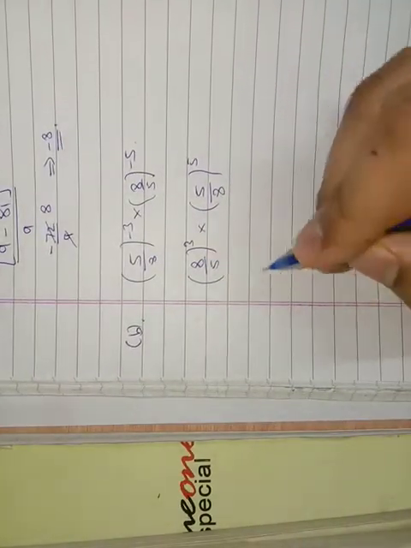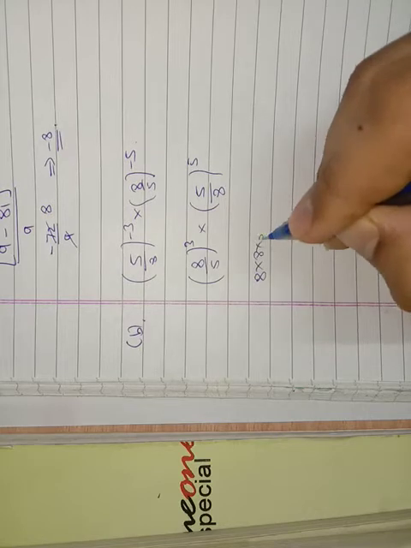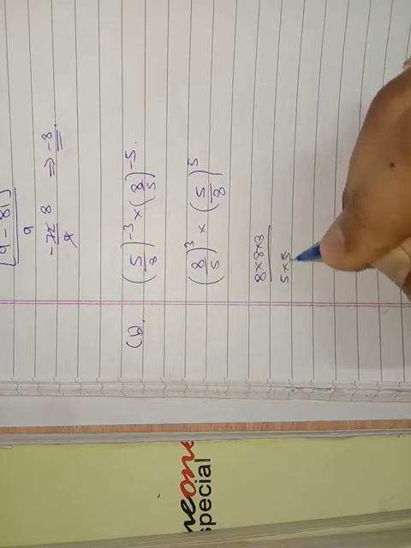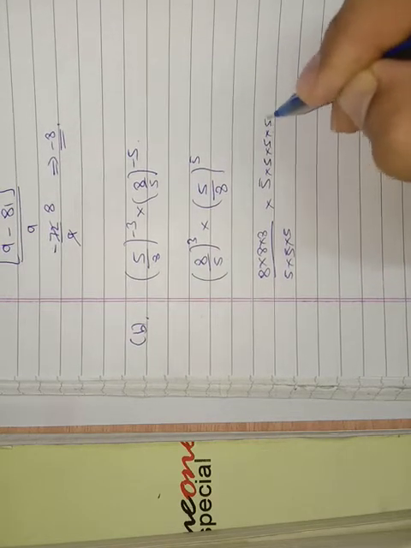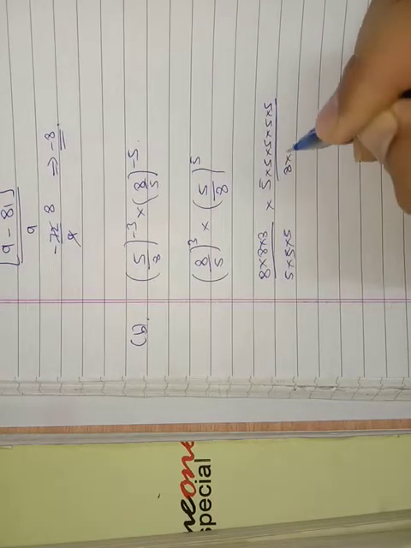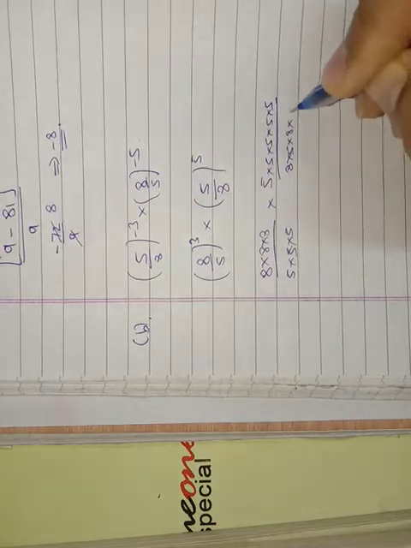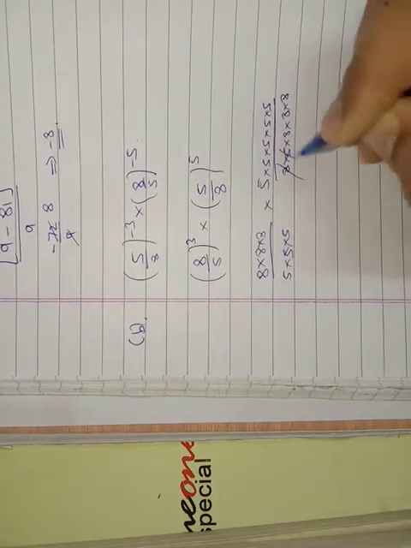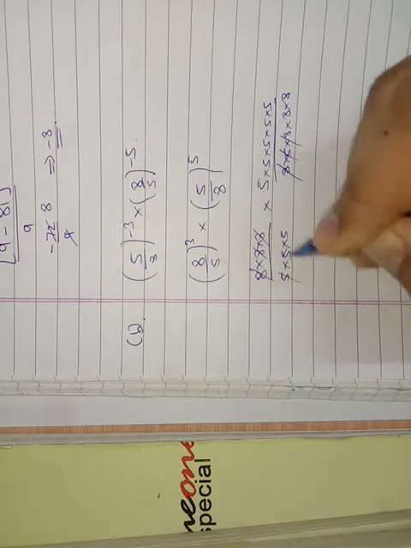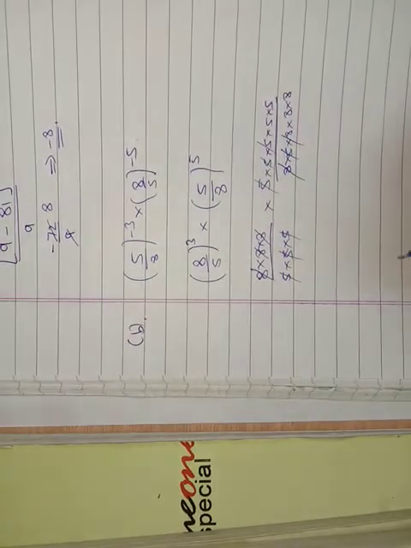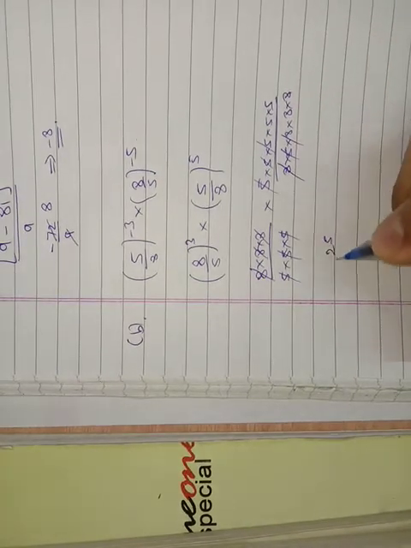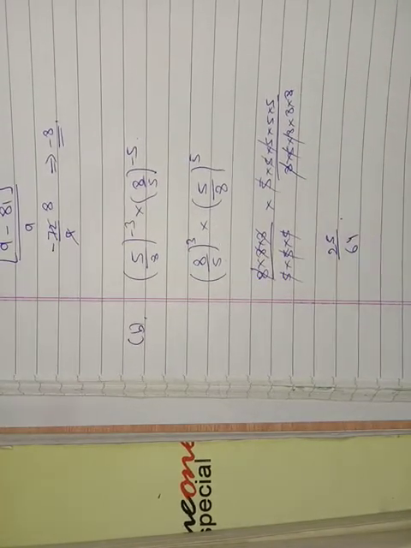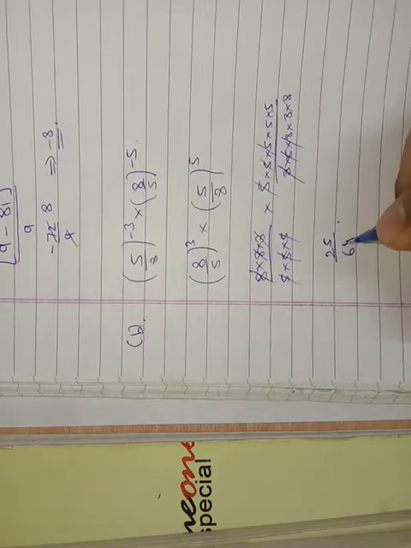Clear? Now 8 upon 5 power 3 means 8 comes 3 times and 5 comes 3 times. Here 5 comes 5 times and 8 comes 5 times. 1 2 3, 1 2 3, 1 2 3, 1 2 3. So what is left? 5 twos are 25 and 8 twos are 64. This is the final answer, 25 upon 64.